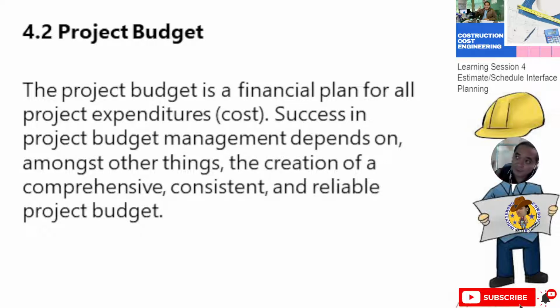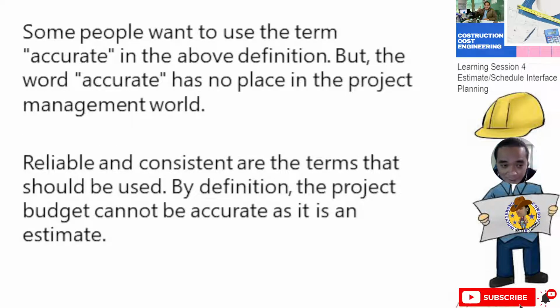Okay, so as I've said, the project budget is different from the approved cost. This is the first. After this, you have to bring it to higher management for approval, and after that, that will be the approved cost. Some people want to use the term accurate in the above definition, but the word accurate has no place in the project management world. So that is definitely correct.